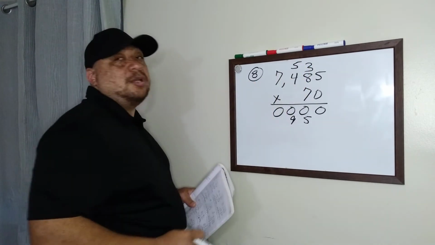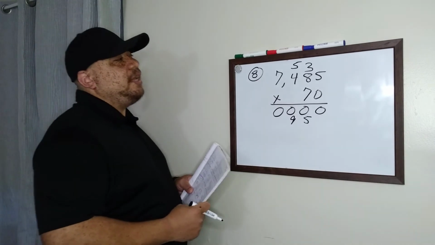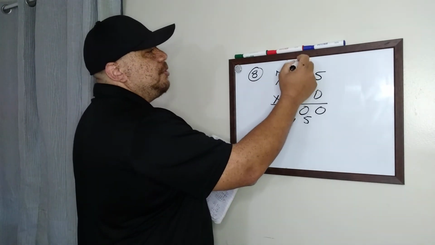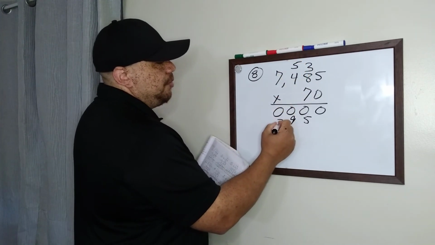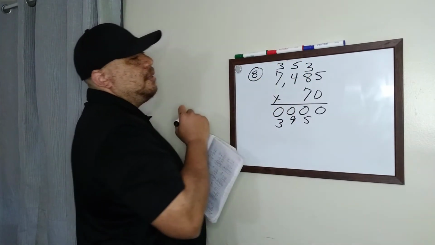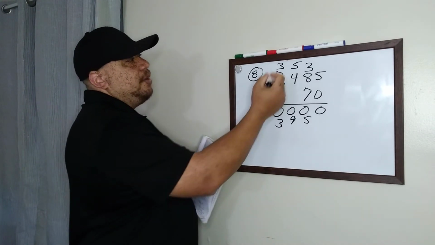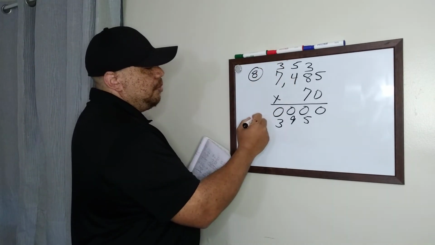7 times 4, 28. Okay, and we add 5: 29, 30, 31, 32, 33. 33. Okay, 7 times 7 is 49. And we add 3: 50, 51, 52. Put that out here.